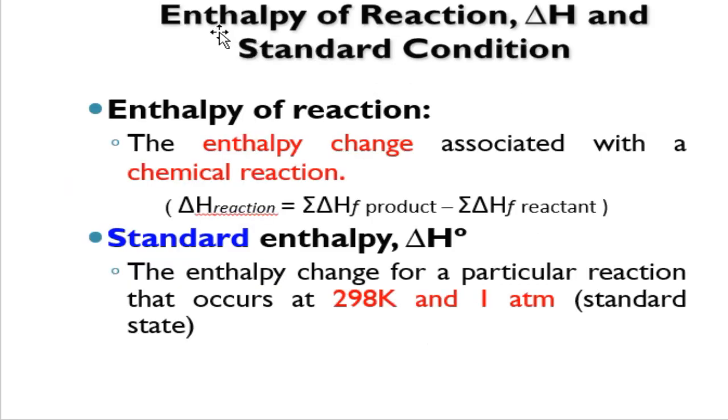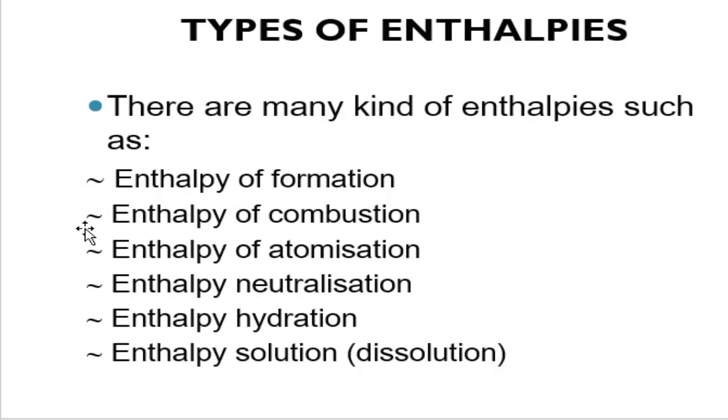Next, we are going to identify the difference between enthalpy of reaction and standard enthalpy of reaction. Enthalpy of reaction is just an enthalpy change associated with a chemical reaction. So normally we use the sum of enthalpy of formation of products minus the sum of enthalpy of formation of reactants. And if there is the word standard for the enthalpy, the symbol will be a triangle, capital H with the note, okay? So we call it standard enthalpy. Standard enthalpy change is for a particular reaction that occurs at 298 Kelvin or 25 degrees Celsius and 1 atm. So when we talk about standard enthalpy, we must emphasize this temperature and this pressure, 298 Kelvin and 1 atm. Okay, there are many kinds of enthalpy we have to learn in this subtopic.